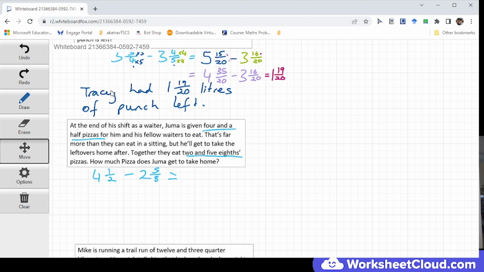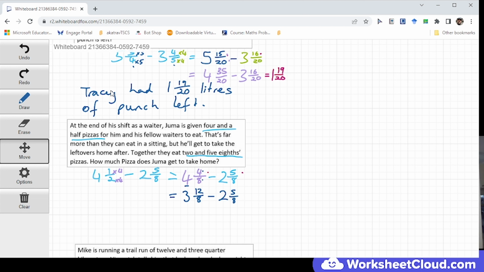Okay, so I notice step 1 is we have to make our denominators the same because they're different. But I do notice that we can turn this one into an 8 by multiplying by 4. And what you do to the bottom, you do to the top. So first fraction becomes 4 and 4/8. And the second fraction is 2 and 5/8. I can't take 5 away from 4. I have to borrow from my whole number. This number decreases by 1. Denominator stays the same. Numerator, I add them together.